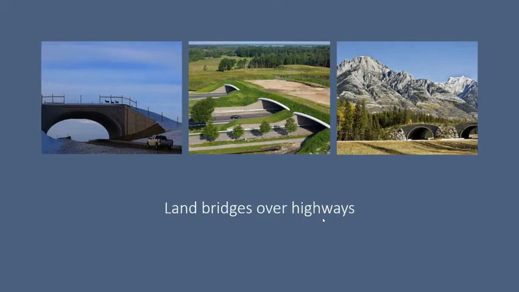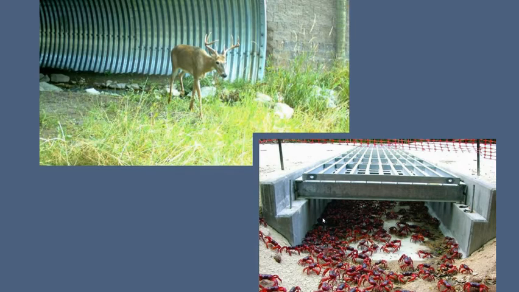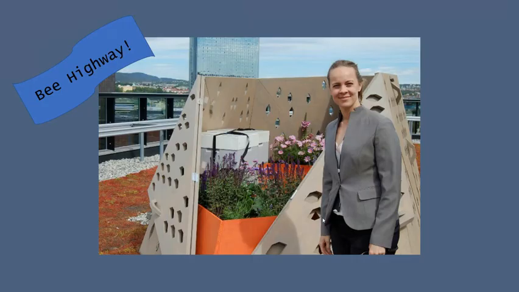Sometimes you need to go under, so you can have tunnels under highways, or in the case of these crabs, you have sort of a tunnel under a sidewalk, basically. You can even make bee highways, right? Bees need places to go, so you create pollination stations and places where the bees can go from place to place on their highway.